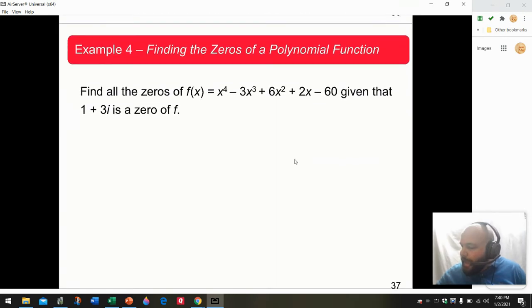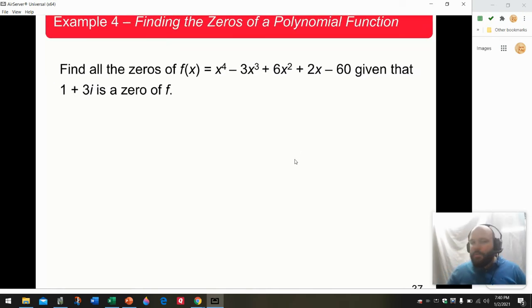So in that case, I'm going to give you this polynomial here. So we have x to the 4th minus 3x cubed plus 6x squared plus 2x minus 60. And we want to find all the zeros, the real and the imaginary. So we need to begin to break this polynomial down. Now, according to the last video, you would have to do the p over q, right? We don't have any other way. There's 5 terms, so you can't do it by grouping.